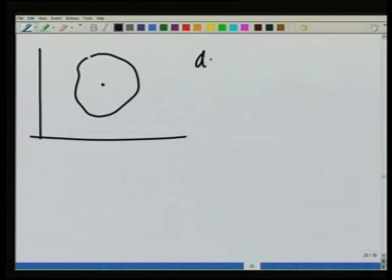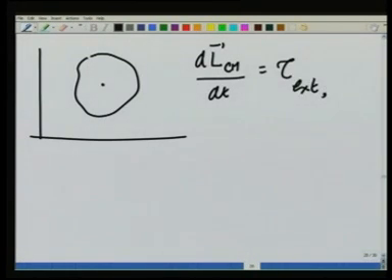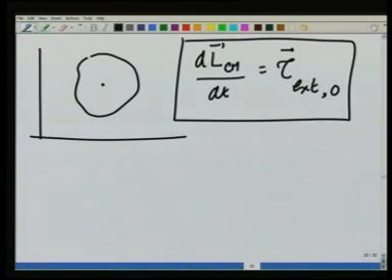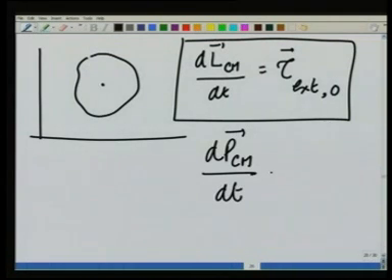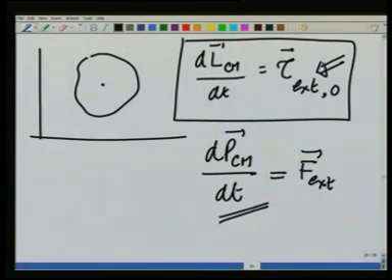that dL about CM/dt is equal to tau external only, no other forces need to be taken into account, no pseudo forces or anything can be applied safely, and the motion of the center of mass itself is given by dP_CM/dt is equal to F external. These two equations are sufficient to describe the entire motion of the body, in that how it is translating, that is given by this, and how it is changing its orientation is given by this.